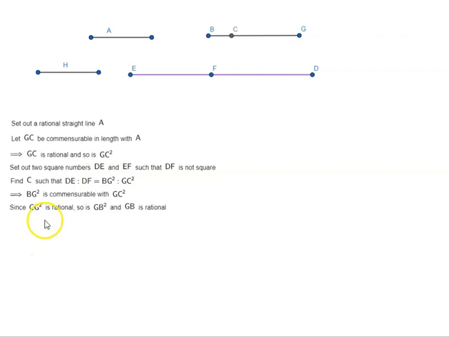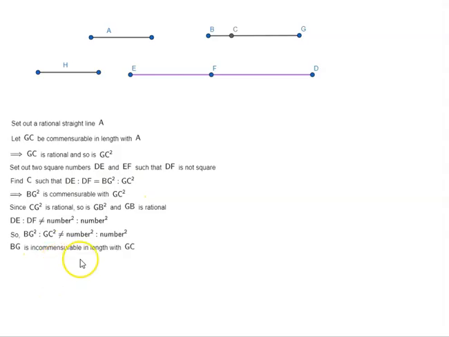Since GC square is rational, we have already seen this, so is GB square, and GB is rational. So if CG square is rational, GB square is also rational, which means GB is rational. Now DE is to DF is not equal to a square number is to a square number. So BG square is to GC square is also not equal to a square number is to a square number, again because of this proportionality.